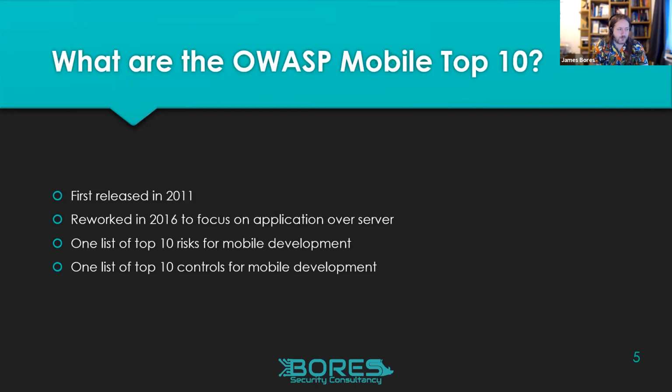Right. What are the OWASP Mobile Top 10? Well, first released in 2011, been through a few versions, most recently reworked in 2016 to focus on the application over the server backend. And it's actually two lists included. So one is the top 10 risks for mobile development, and one is the top 10 controls for mobile development. There are other OWASP top 10s, including the famous OWASP top 10 itself, which is about web vulnerabilities, but we're looking at mobile today.